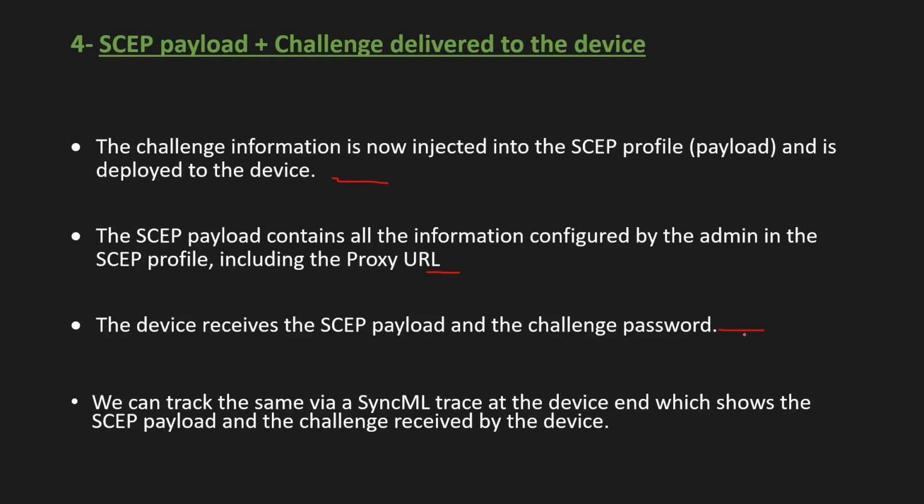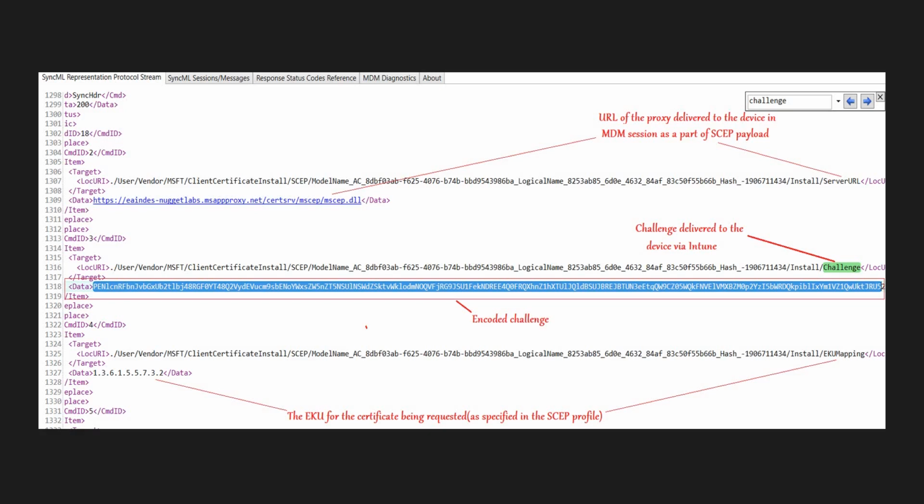Now we can track all of this. So in step 4, we are saying that the device is receiving the SCEP profile. How do we prove it? At this point, if you run the SyncML tool, which is there by Oliver Kiesselbach, you can see all the communication that is happening between the Intune service and the device. And you can see that the device at this point is receiving the SCEP profile and what exactly that SCEP profile contains. So over here, you can see that the device has received a SCEP profile as a part of the MDM session. It contains the server URL or the SCEP server URL, which is this, which was there in the profile as well. And it receives the challenge password as well.